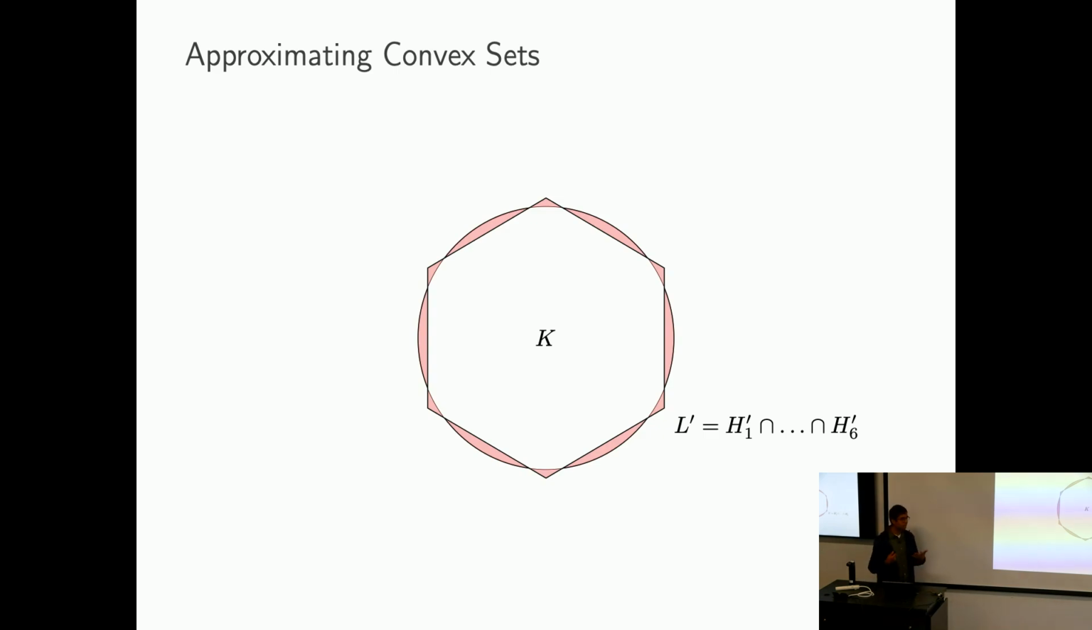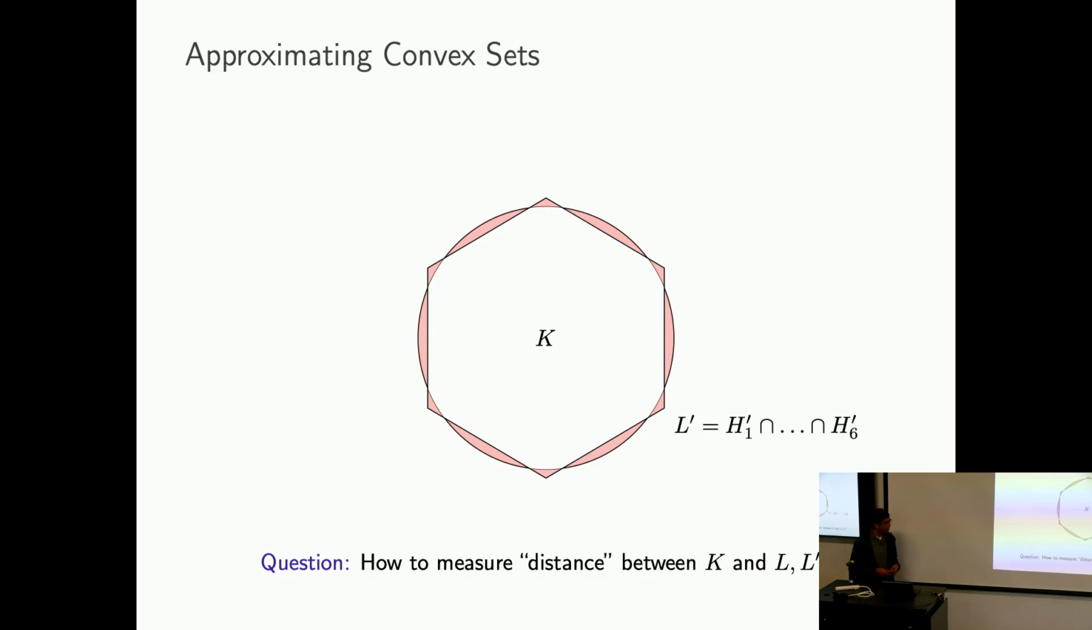But in order to be able to talk about the quality of an approximator, you need to have some way to measure the distance between two sets in high dimensions. And arguably the simplest thing to do, and something which is actually used throughout theoretical computer science and math, is to use the so-called Gaussian distance.